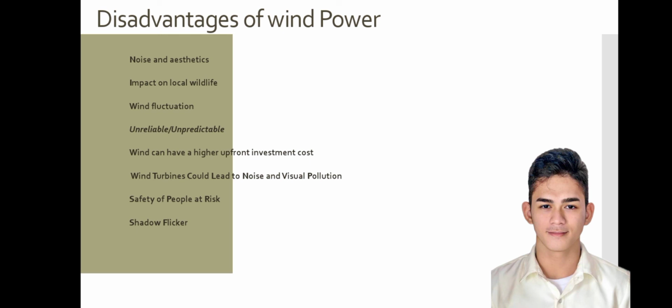Seventh disadvantage is safety of people at risk. Severe storms and high winds can cause damage to the blades of the wind turbines. A malfunctioning blade can be a safety hazard to the people working nearby. It may fall on them, causing lifetime physical disabilities or even death in certain cases.